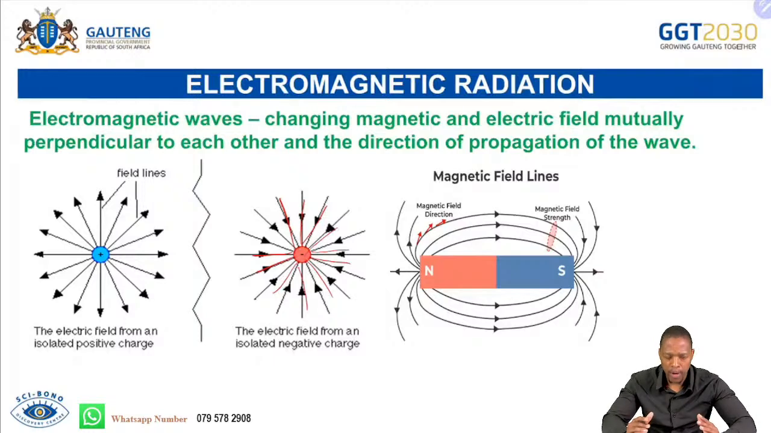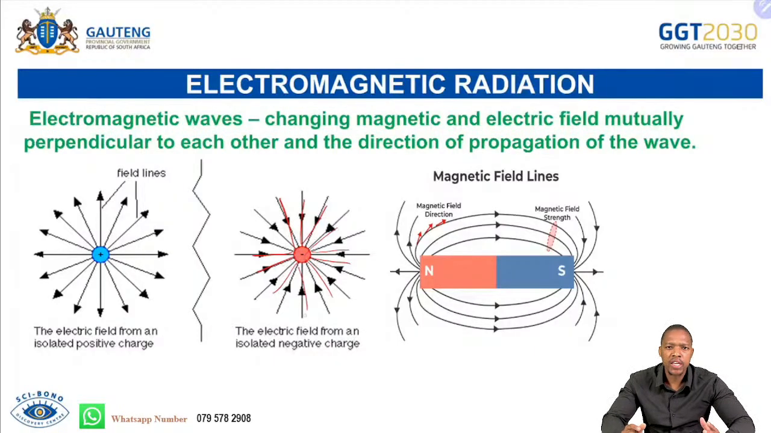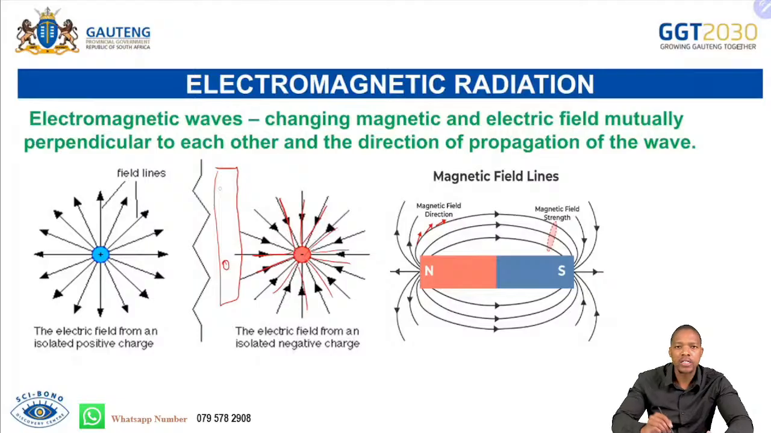Okay, so I want you to imagine with me here, grade 12, if I were to move this charge, start vibrating this charge, which is what we said in grade 11 happens during the formation of waves: the particles are vibrating. They are either vibrating parallel to the direction of propagation or perpendicular, if you remember that. So say this particle starts vibrating up and down.